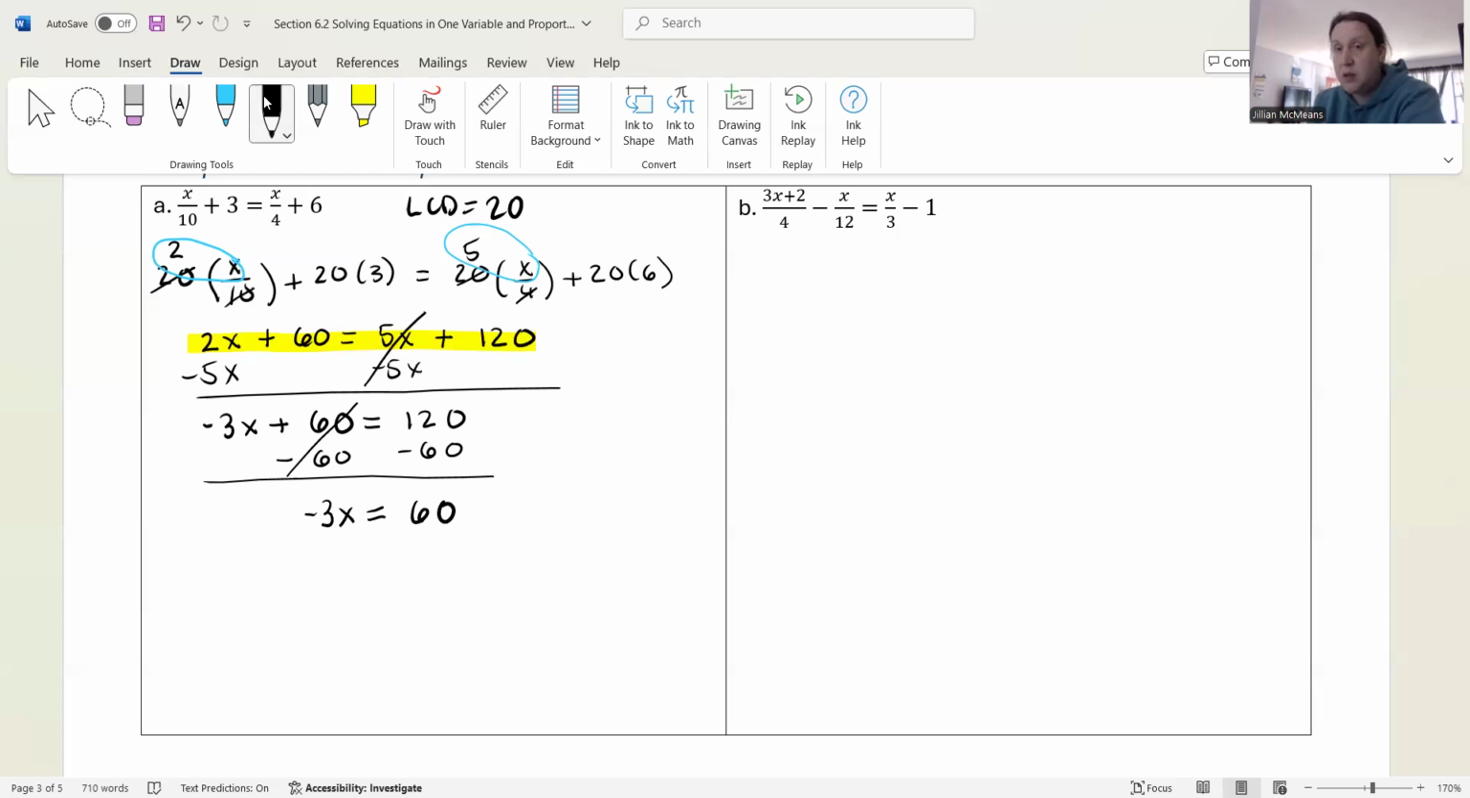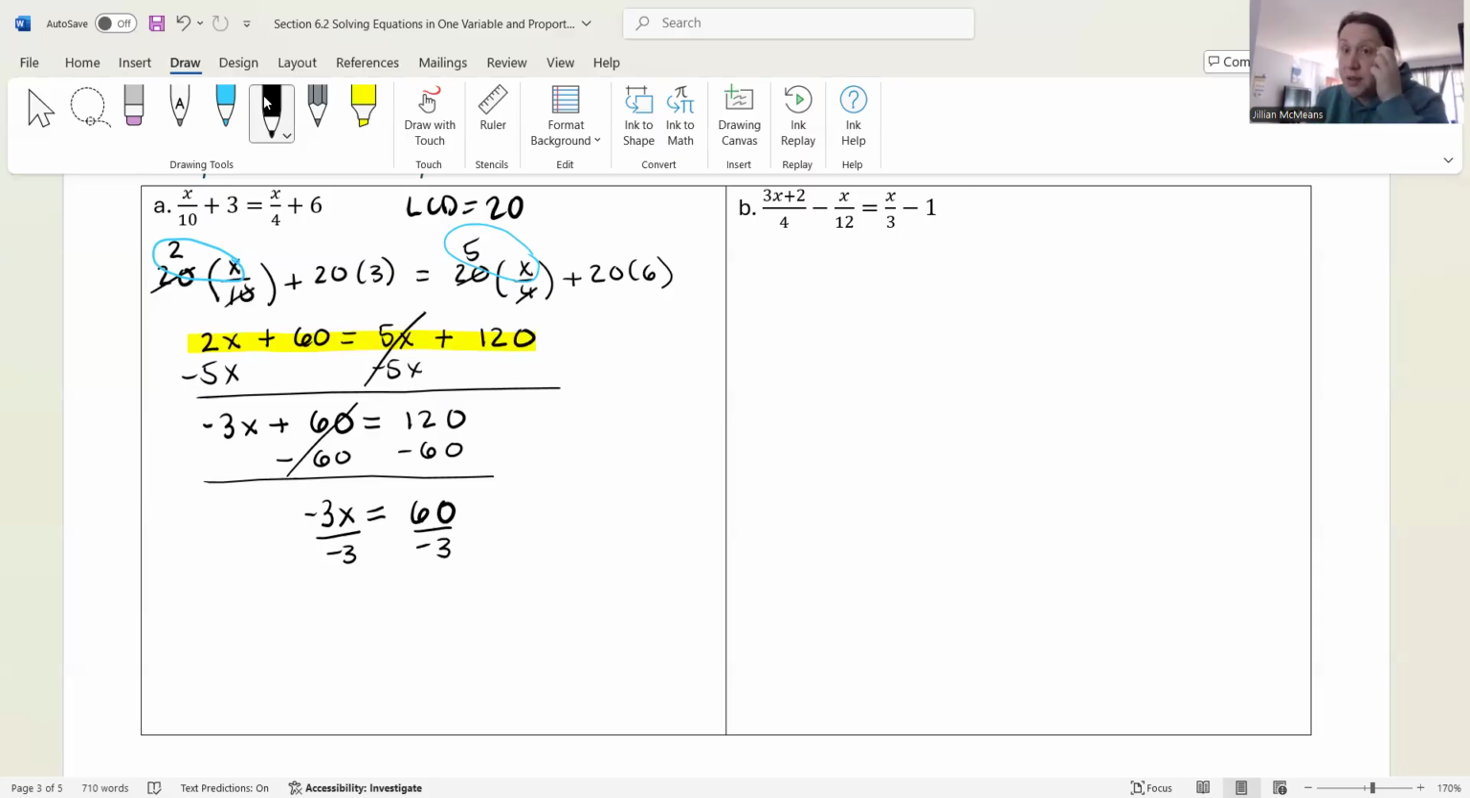This is when you apply the multiplication property of equality. We need to undo the multiplication of negative 3 and x. The way we undo multiplication in math is we divide. So we want to divide both sides of the equation by negative 3.